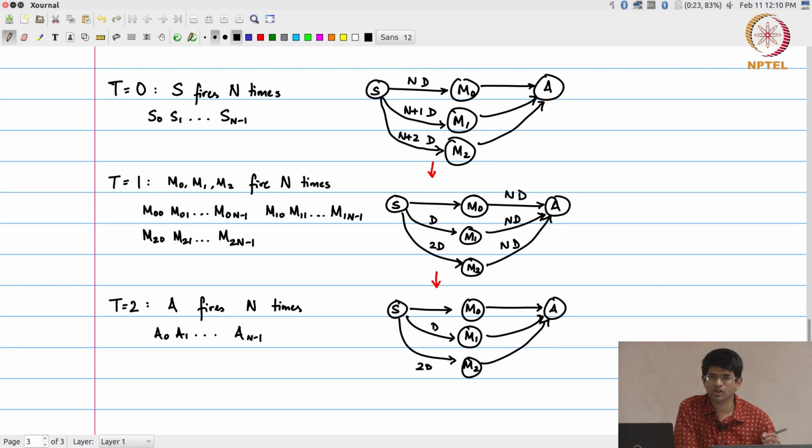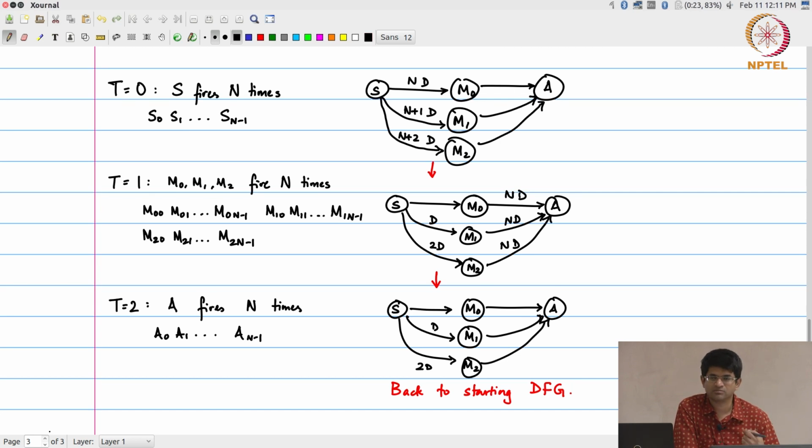Since I have not drawn an output arc for A, there is nothing onto which A is going to send its outputs. In practice, of course, A is generating some output. It's the filtered output, which is going to go somewhere. It's just that as far as I'm concerned, within this data flow graph, there is nothing to represent over there. What this means is that I'm now back to my starting point, the starting data flow graph, the DFG, right? So after going through n iterations, I've essentially come back to my starting point.